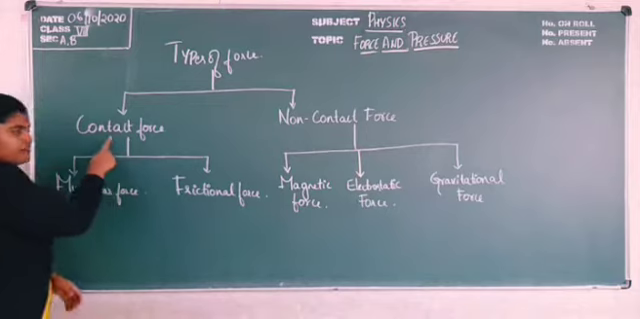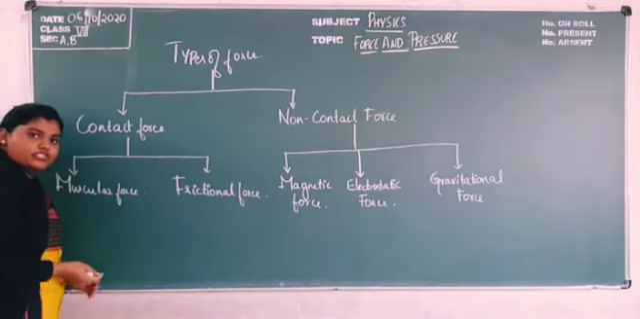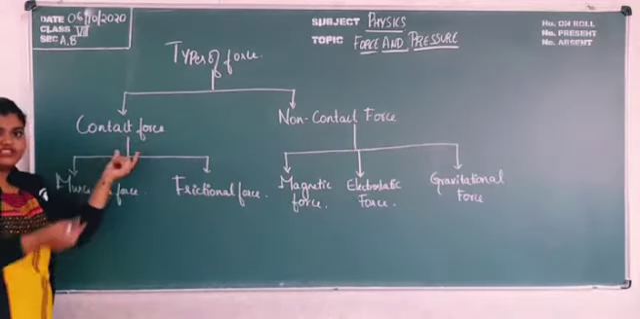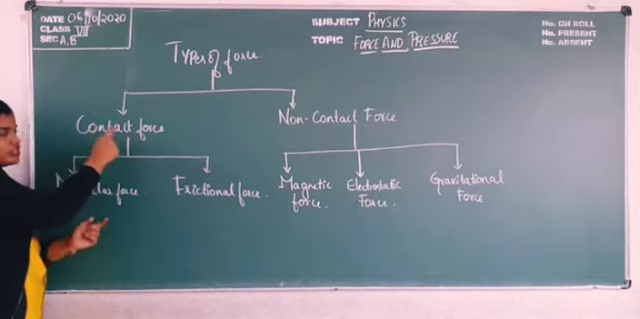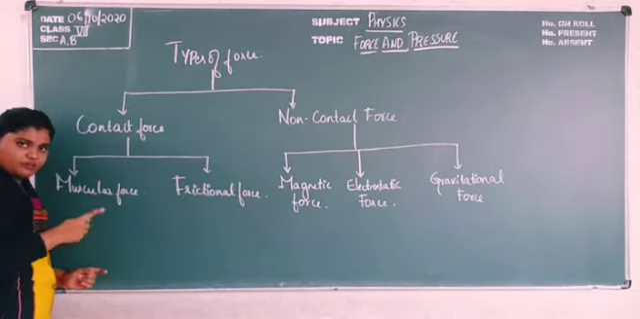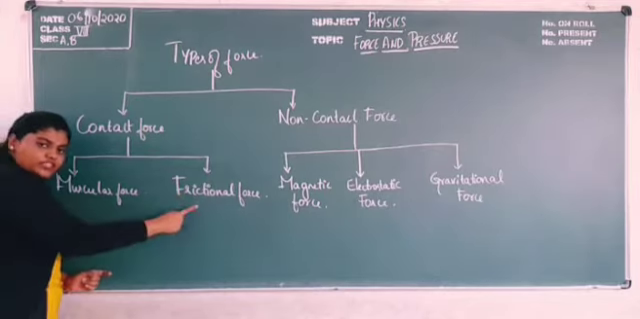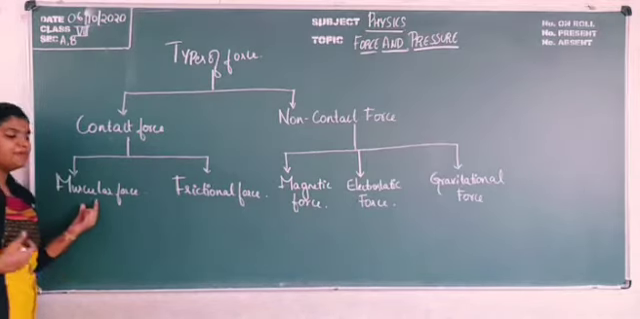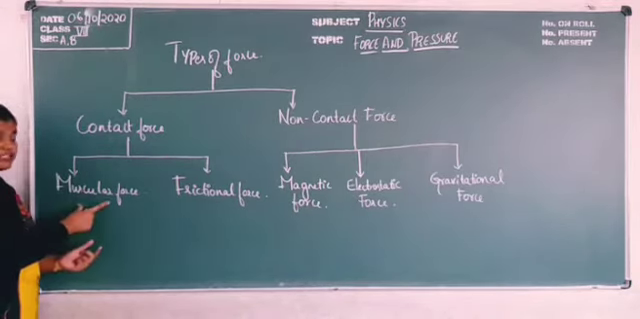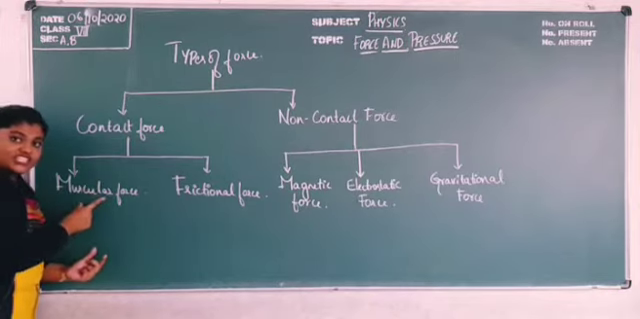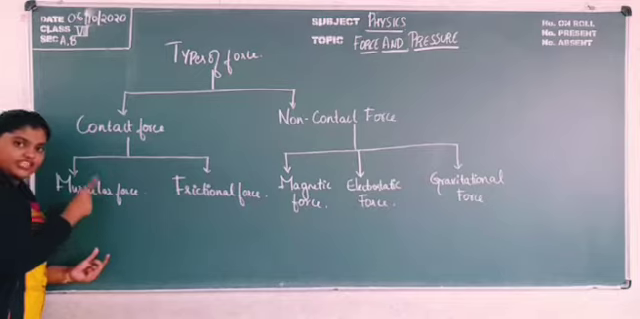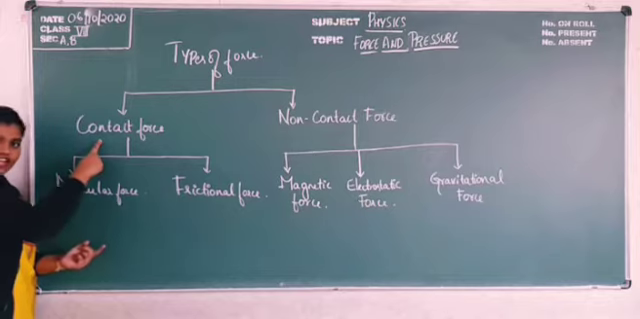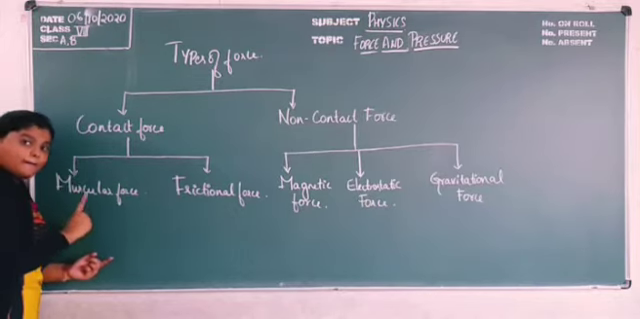In our previous class, we have learned about contact force. So, what is contact force? Yes, force exerted by the body with physical touch. There is a physical touch in this contact force. In contact force, we have seen two types. One is muscular force, the other one is frictional force. So, what is muscular force? Muscular force is a contact force in which there is an action of muscles. So, we make use of muscles here.